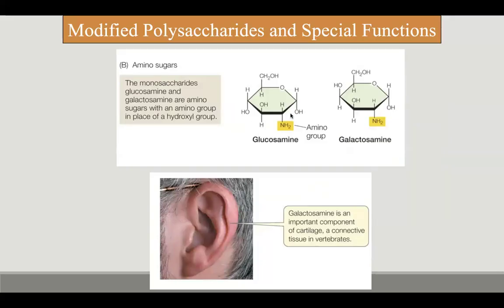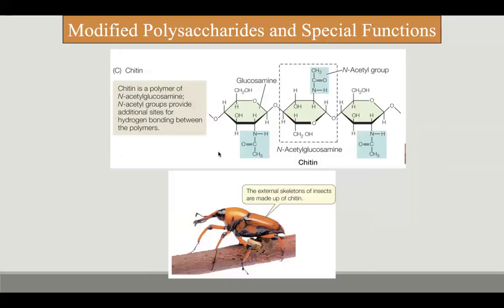Another is amino groups can be added to polysaccharides. When amino groups are added to polysaccharides, as you see here in galactosamine, it's an important component of cartilage. So there are many ways where you can interact with a polysaccharide and change its function. Another one, for example, is chitin, where you add an N-acetyl group. N-acetyl groups allow for more hydrogen bonding, and that allows for a strengthened molecule.